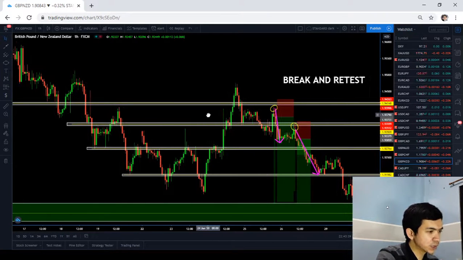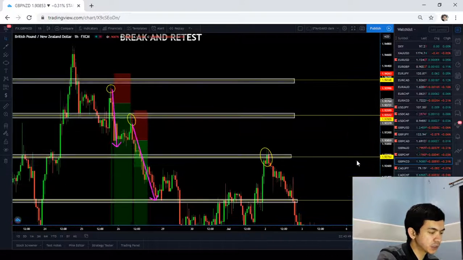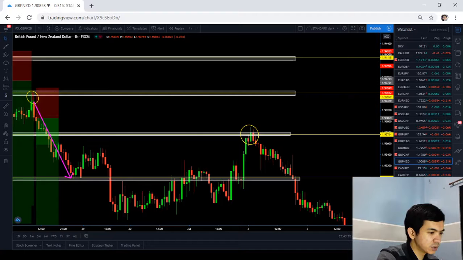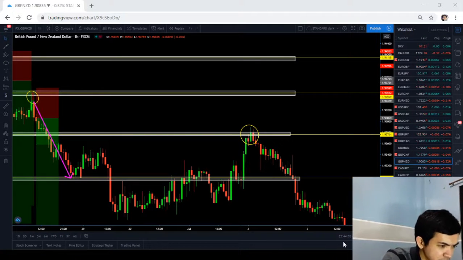So at some point, that level will be tested again. That time we will look for opportunity, di ba? And of course, reading structure and candlestick formations. So ganun yung simpleng pagtitrade using horizontal support and horizontal resistance, di ba? Doesn't have to be complicated, sabi ko nga sa inyo.